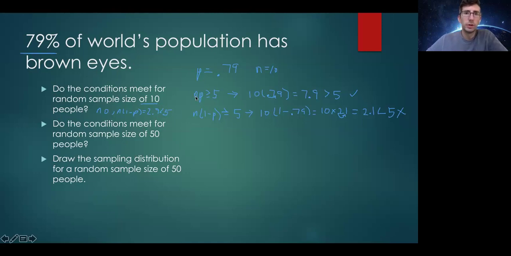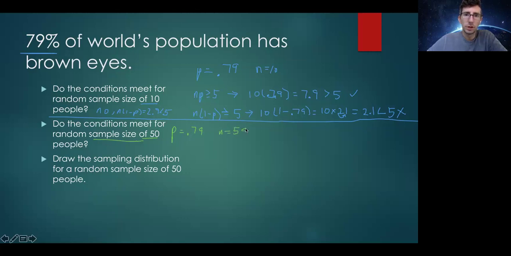Okay, so now let's see if our conditions are met for 50 people. Let's do this in a slightly different color. Let's go just with green. So our p is still 0.79, but what's changed? Our sample size now is 50.